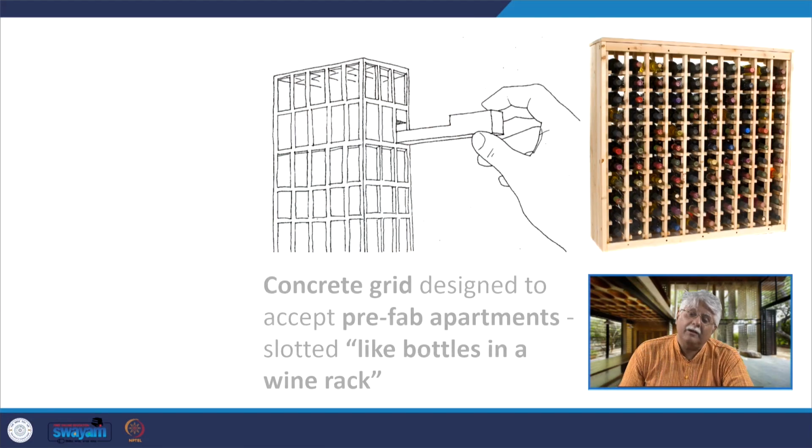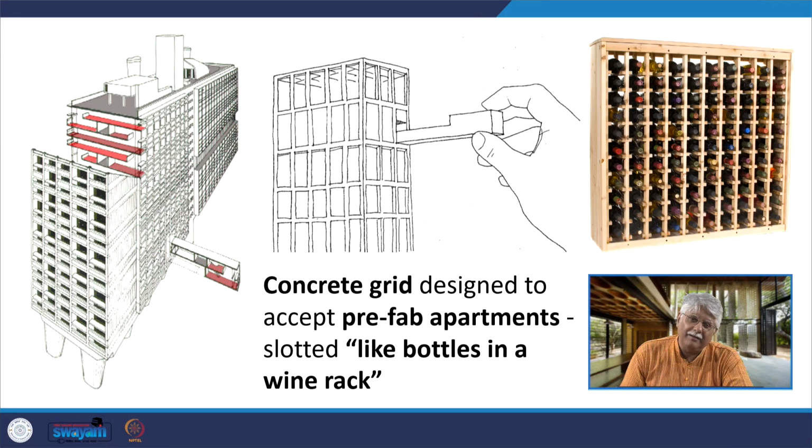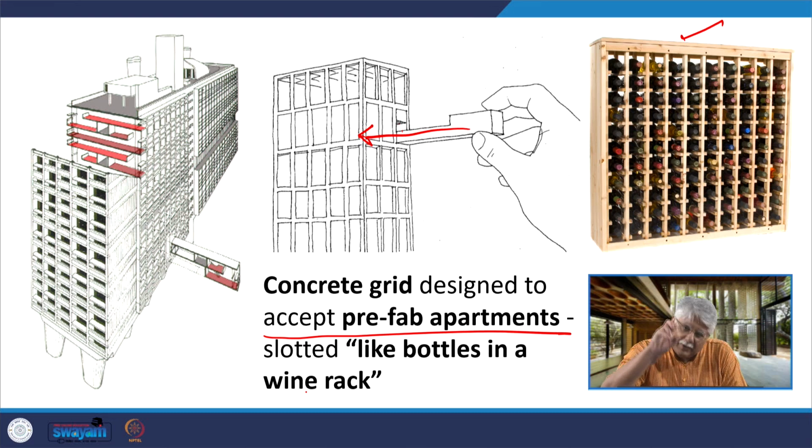Now, how were these apartments put in the building? They were actually put in the building like you put bottles in a wine rack. So here, these apartments are plugged in to the building like that. The concrete grid of the whole building is designed to accept these prefabricated apartments, slotted like bottles in a wine rack. And a very similar idea was later taken by Charles Correa for the Kanchenjunga apartments. Again, refer back to my presentation on modern Indian architecture where I talk about it.